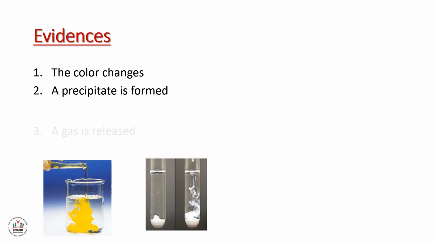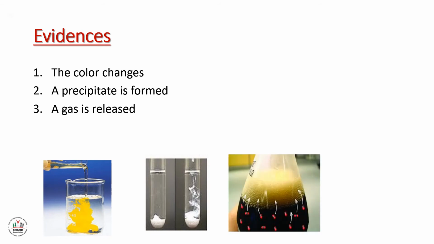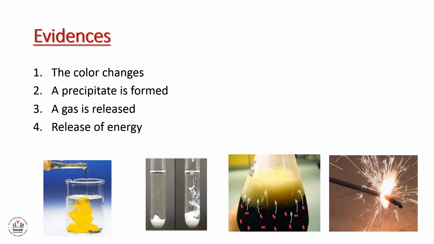The third one, a gas is released. We can see a gas released using the bubble test, or if we see bubbles at the surface of the water, and this is an evidence that a chemical reaction occurs. The final one is the release of heat, like in the final picture. When we get heat, that's an evidence that a chemical reaction has occurred.